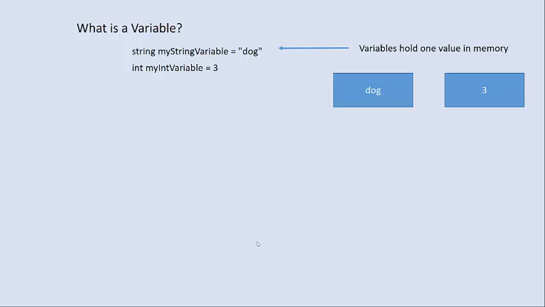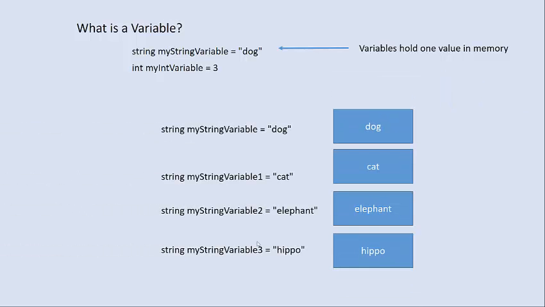Well, that's all well and good, but what if I have lots of animals? So we're just going to look at the string example. If I have lots of animals, then I have to set up, in this case, 4 different locations in memory and 4 different variables. My string variable 1 is cat, my string variable 2 is elephant, and you get the idea. So it's not really very efficient if I want to refer to animals in general. So what we can do is create an array.